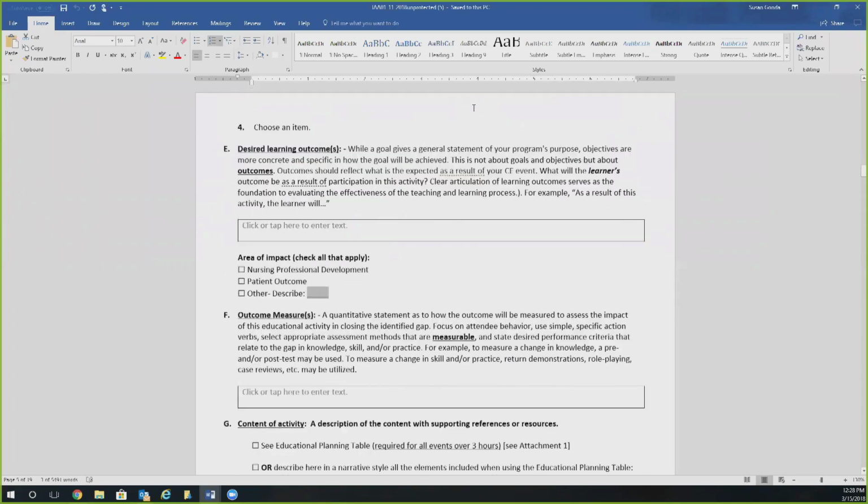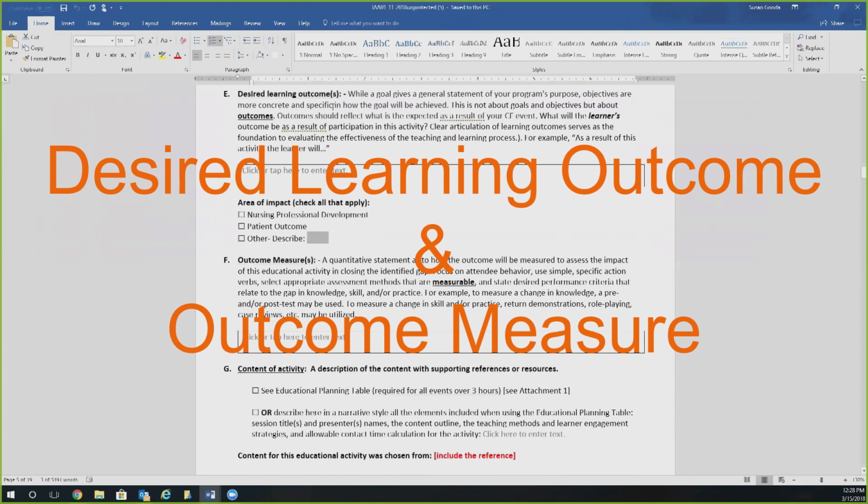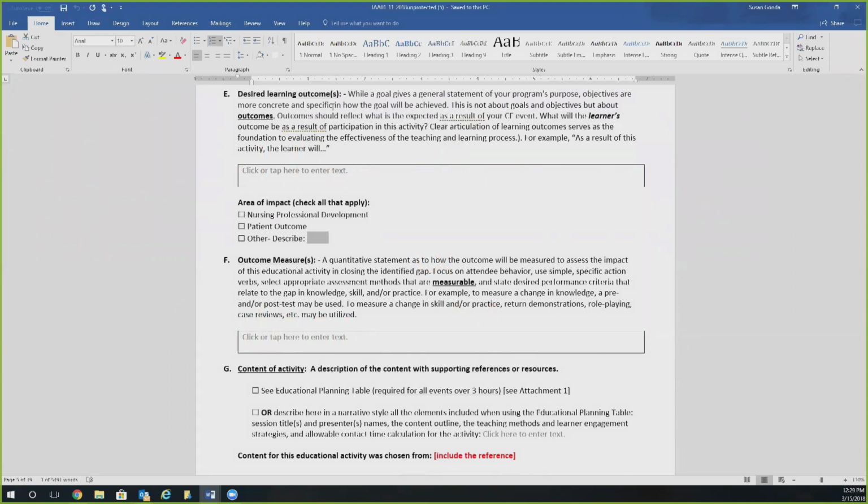So with that, thinking about your practice gap and what you'd like to change in the environment, what is your desired learning outcome? What is the goal of putting this event together? What do you want to see? It's just a one-sentence statement, maybe two, to tell us about the learning outcome that you want your attendees to be able to achieve at the end of this educational endeavor.